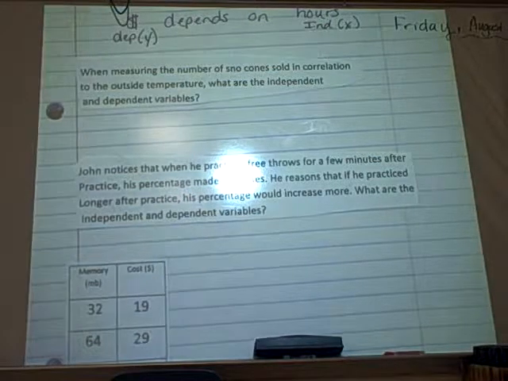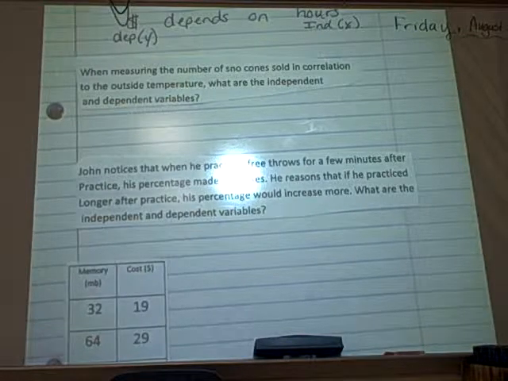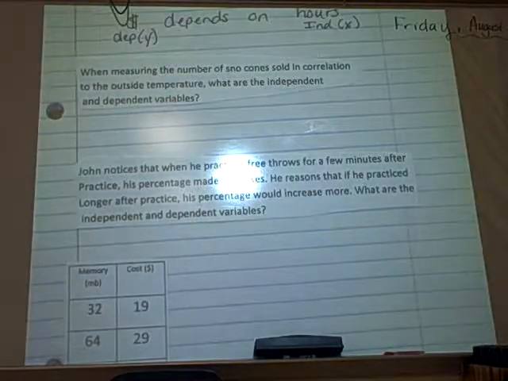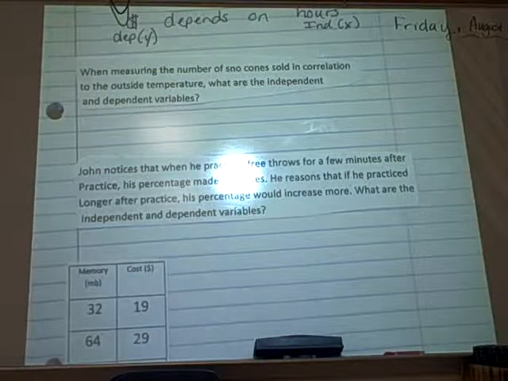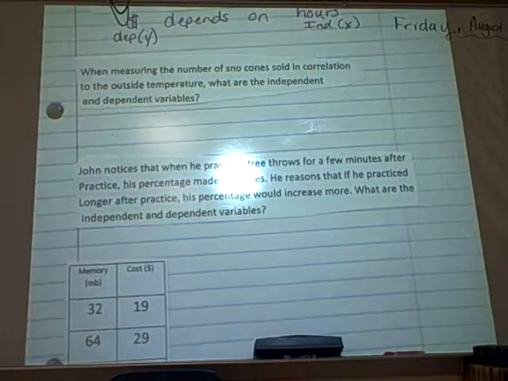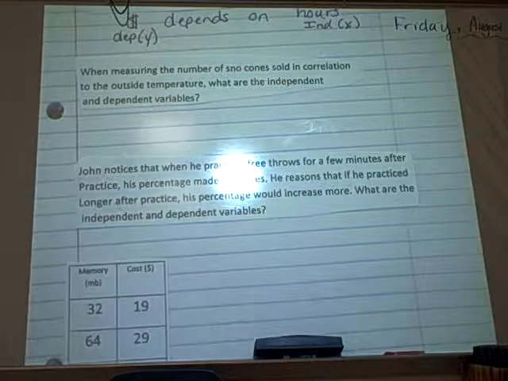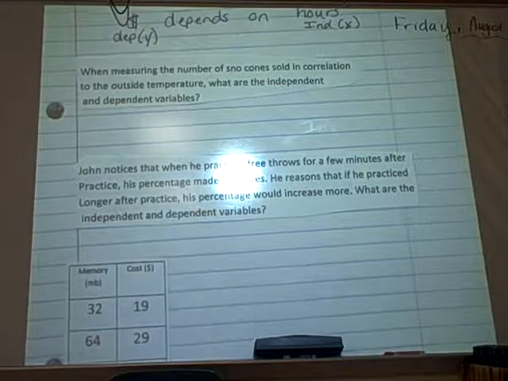Man, I wish it was like that. If we sold more snow cones, it could get cooler, right? Temperature doesn't depend on how many snow cones I sell. If I sell more snow cones, does it change the temperature outside? No. If I sell less, does it change the temperature? It would be awesome if it did, because we could control the temperature. It's the other way around, right? The temperature causes the snow cone sales to move. So the snow cone sales depends on the temperature.